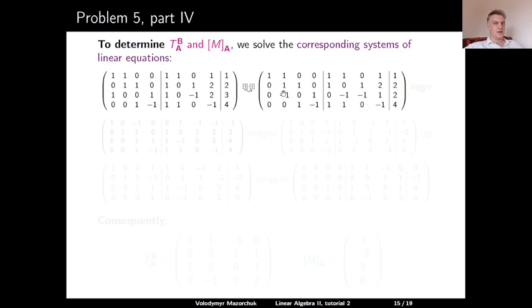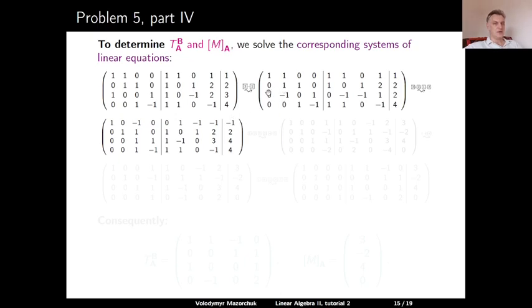Now we have 1 here in position 2, 2. We use it to kill everything else in its column. So we multiply row 2 with minus 1 and add to row 1, and we add row 2 to row 3. Rows 2 and 4 remain the same, and row 1 becomes 1 minus 0 is 1, 1 minus 1 is 0, 0 minus 1 is minus 1, 0 minus 0 is 0, 1 minus 1 is 0, 1 minus 0 is 1, 0 minus 1 is minus 1, 1 minus 2 is minus 1, 1 minus 2 is minus 1.